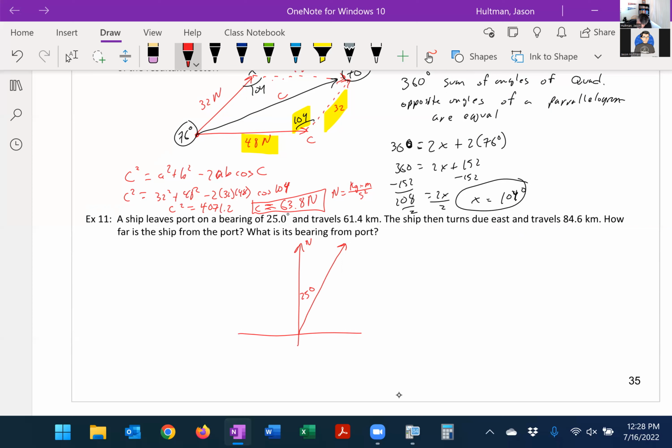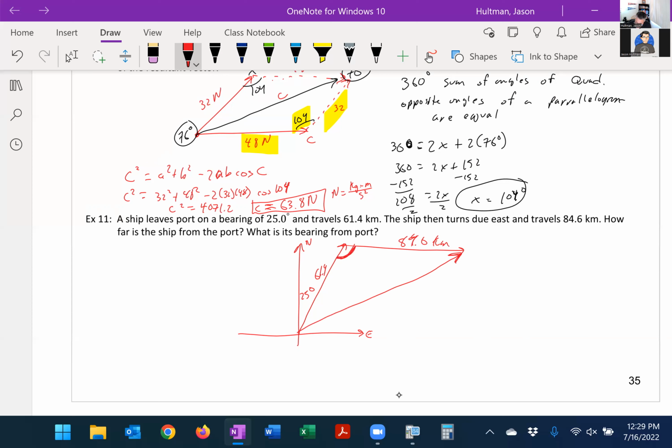And it travels 61.4 kilometers. The ship then turns due east. Which way is east? East is this way. It then turns due east and travels a little bit longer, 84.6 kilometers. How far is the ship from port? So this is kind of a head to tail type of thing.